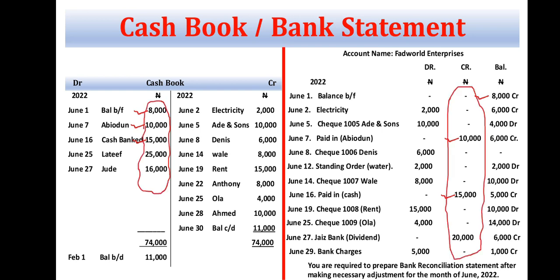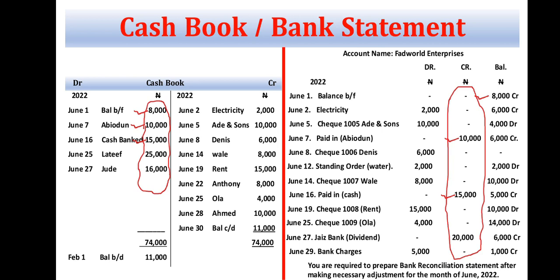If we look at the bank statement on June 27, we have bank charges and dividend received from Jude. So it's different from what he had in the cash book, which means there's no entry for Jude in the bank statement. It means the check received from Jude is also one of the causes of the disagreement. So we have identified the entries from the debit side of the cash book and the credit side of the bank statement.